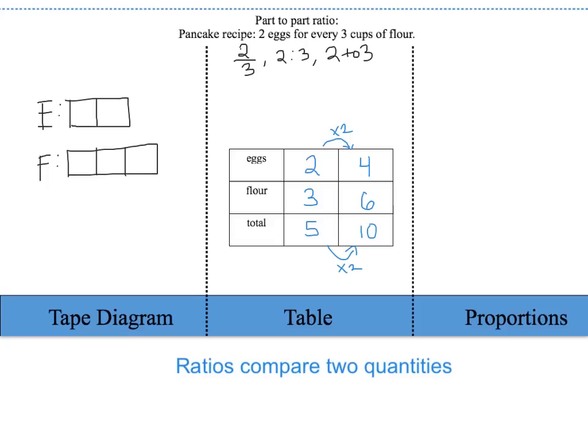The last thing we have is something called proportions. A proportion just says 2 fractions are equal. So if I have the fraction eggs over flour, it should equal eggs over flour. Those are 2 equal statements. So one statement I can say is 2 eggs over 3 cups of flour is the same as 4 eggs over 6 cups of flour. So these are 3 different ways to solve part-to-part ratio problems.